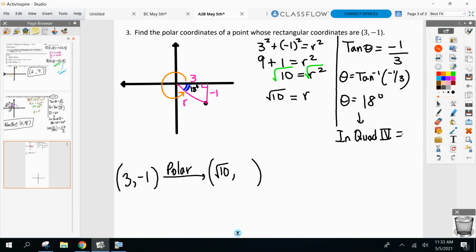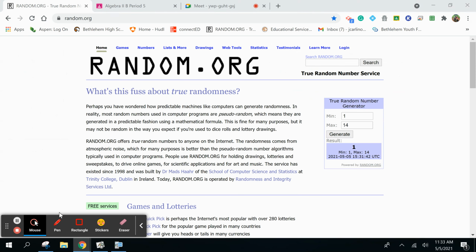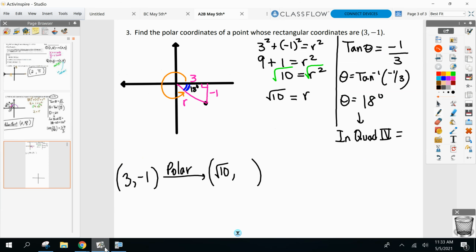All right, I've given you some time to think about it. How do you find the angle in quadrant 4 if you know the reference angle's 18? Colin, help me out here. I just did 360 minus 18. Good, what'd you get? 342. Good, 342 degrees. I don't put degrees in my polar coordinates, I put radians.